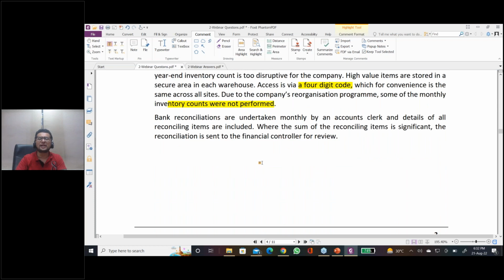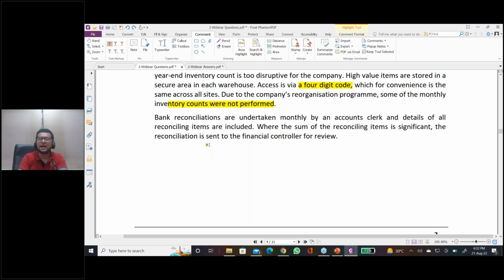Bank reconciliations are undertaken monthly by an accounts clerk, and details of all reconciling items are included. Where the sum of the reconciling item is significant, the reconciliation is sent to the financial controller for review. What's that? Is it a key control or a deficiency? Please read this paragraph about the bank reconciliation and let me know overall what is it. Is it a deficiency or is it a key control?